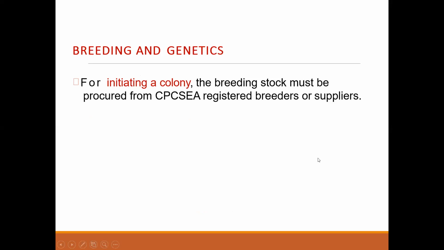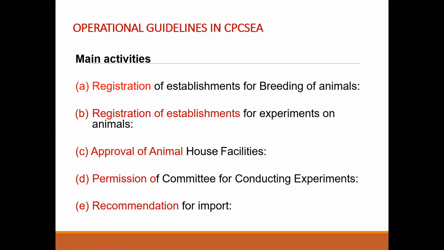Then breeding and genetics: for initiating colonies, breeding stock must be procured from CPCSEA registered sources. If you want to breed some species in your animal house, you have to take permission from the CPCSEA. Then you can import specific genes or breeding stock, which are used in your animal house for the breeding of particular animals. So this will be required.